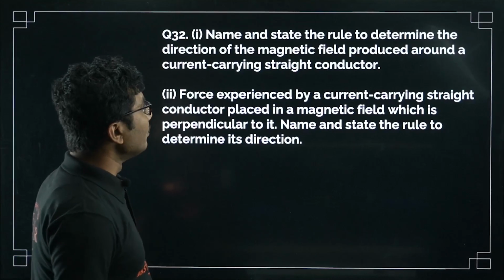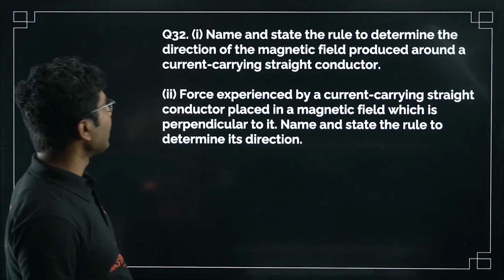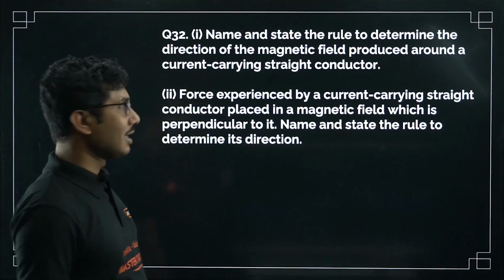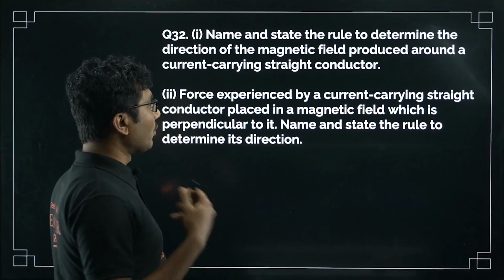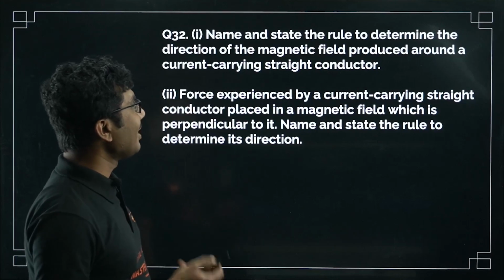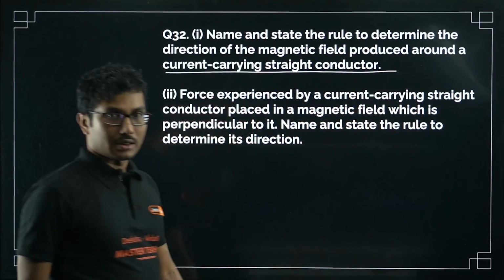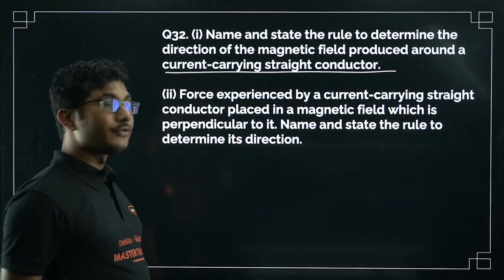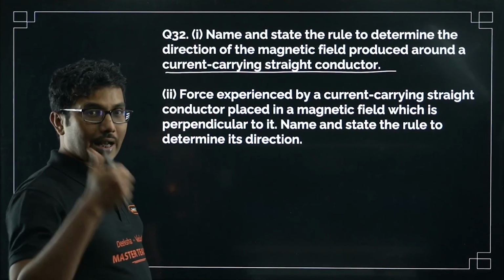Name and state the rule to determine the direction of the magnetic field produced around a current carrying straight conductor. So you have to name and state, both you have to do. For what? For finding the magnetic field produced around a current carrying straight conductor. If not force, do not confuse. For a current carrying straight conductor, only one rule is there, the right hand thumb rule.